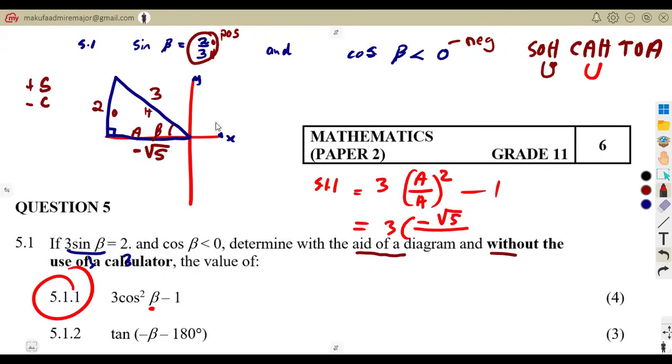Over what? The hypotenuse. Our hypotenuse is 3. Remember, this is the hypotenuse, and the hypotenuse there is 3. Everything must be squared. Then subtract 1. So that's it, guys.